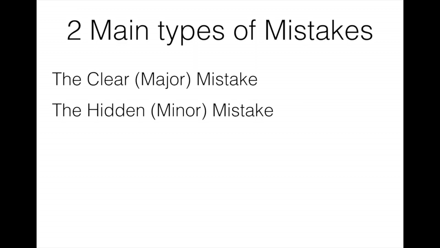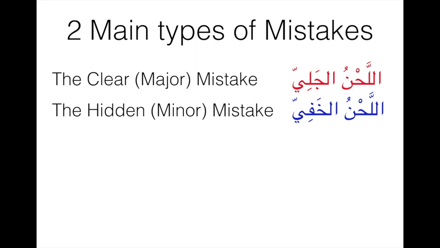For those who are interested in knowing what they are in Arabic within the science of Tajweed, they're called al-lahnul jali and al-lahnul khafi, and sometimes Quran competitions will use these two categories to judge reciters and so on. Al-lahn basically just means a mistake or an error, and jaliyun means clear, apparent, whereas khafi means hidden. We will only be covering al-lahnul jali in this video. So let's get to it.